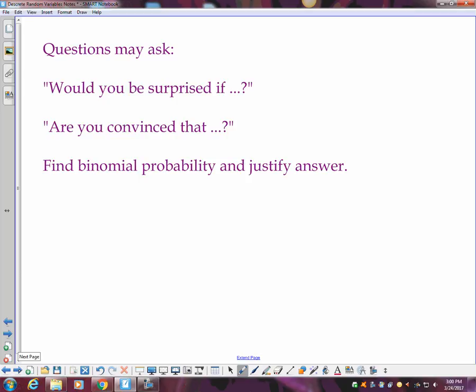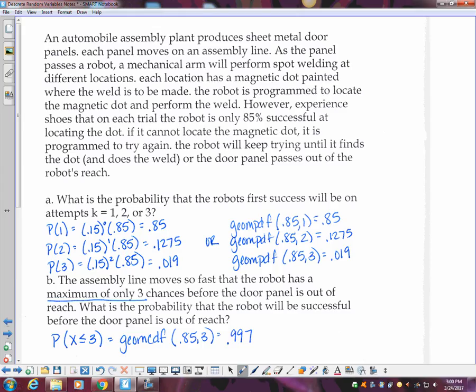Questions may ask, would you be surprised if, are you convinced that? Find the binomial probability and justify your answer. I think we're good there. Okay.